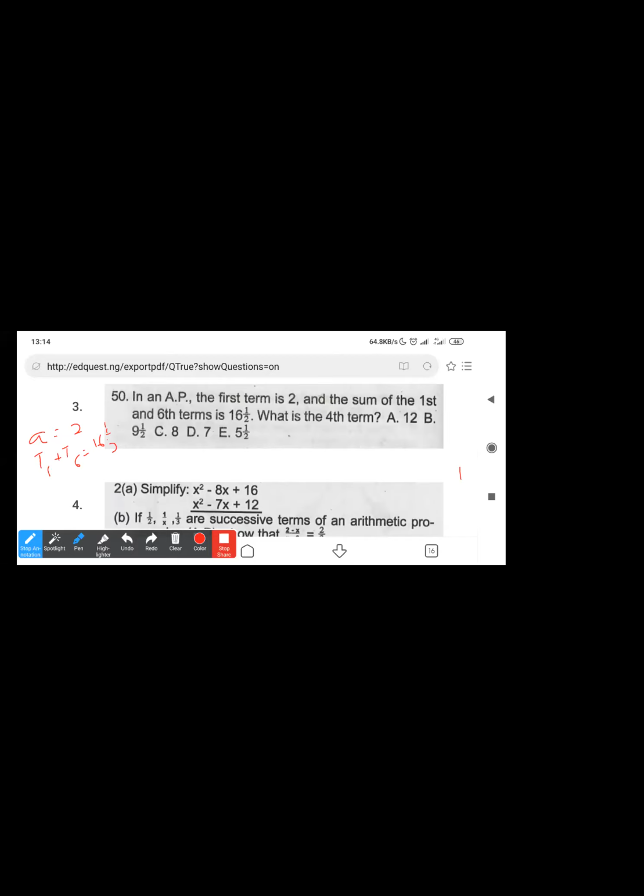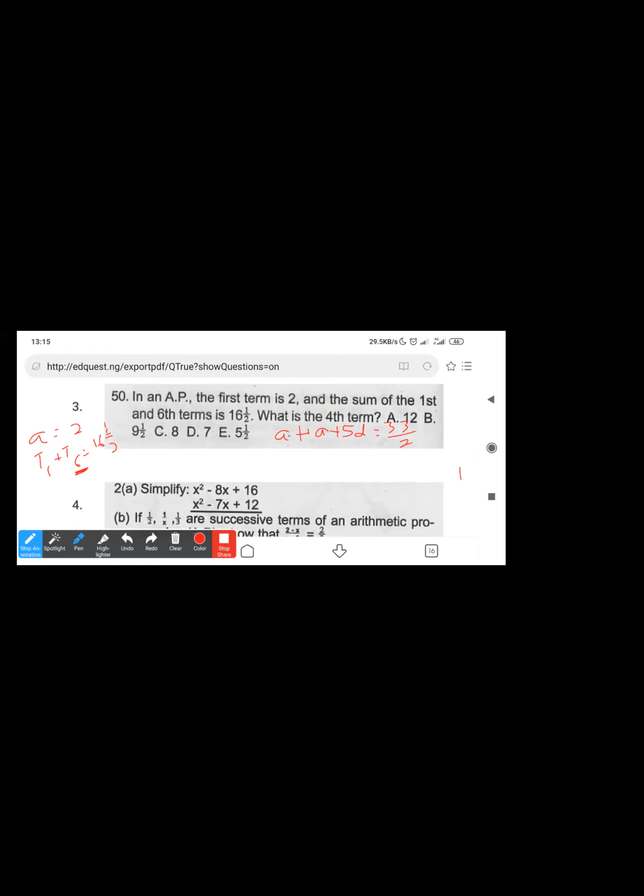Okay, so in this case, what they will just do is that the first term is A. The sixth term will be A plus 5D, and it will be equal to 16 whole number 1 over 2. If you convert 16 whole number 1 over 2 to an improper fraction, it will be 16 times 2, that's 32, plus 1, 33. That's 33 over 2.